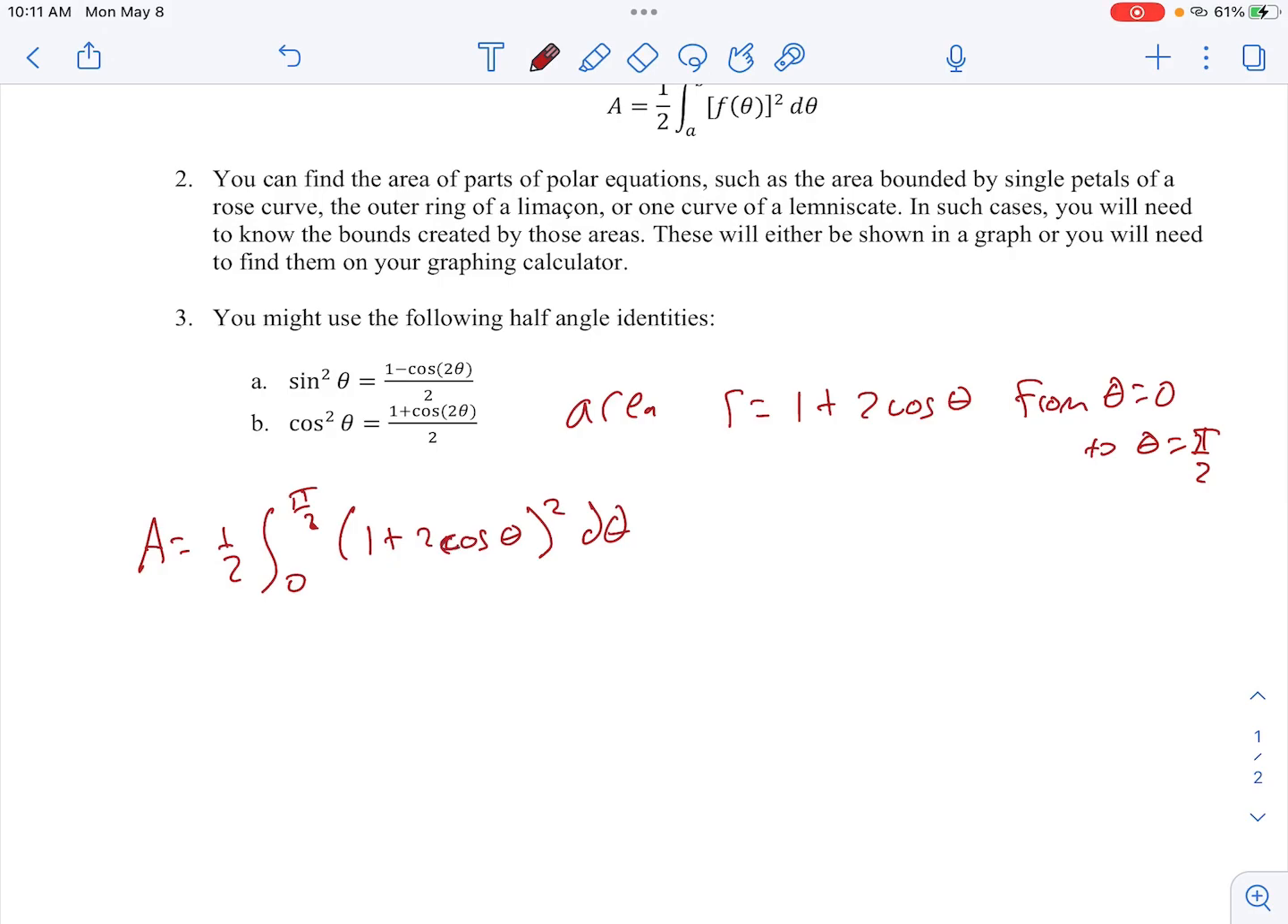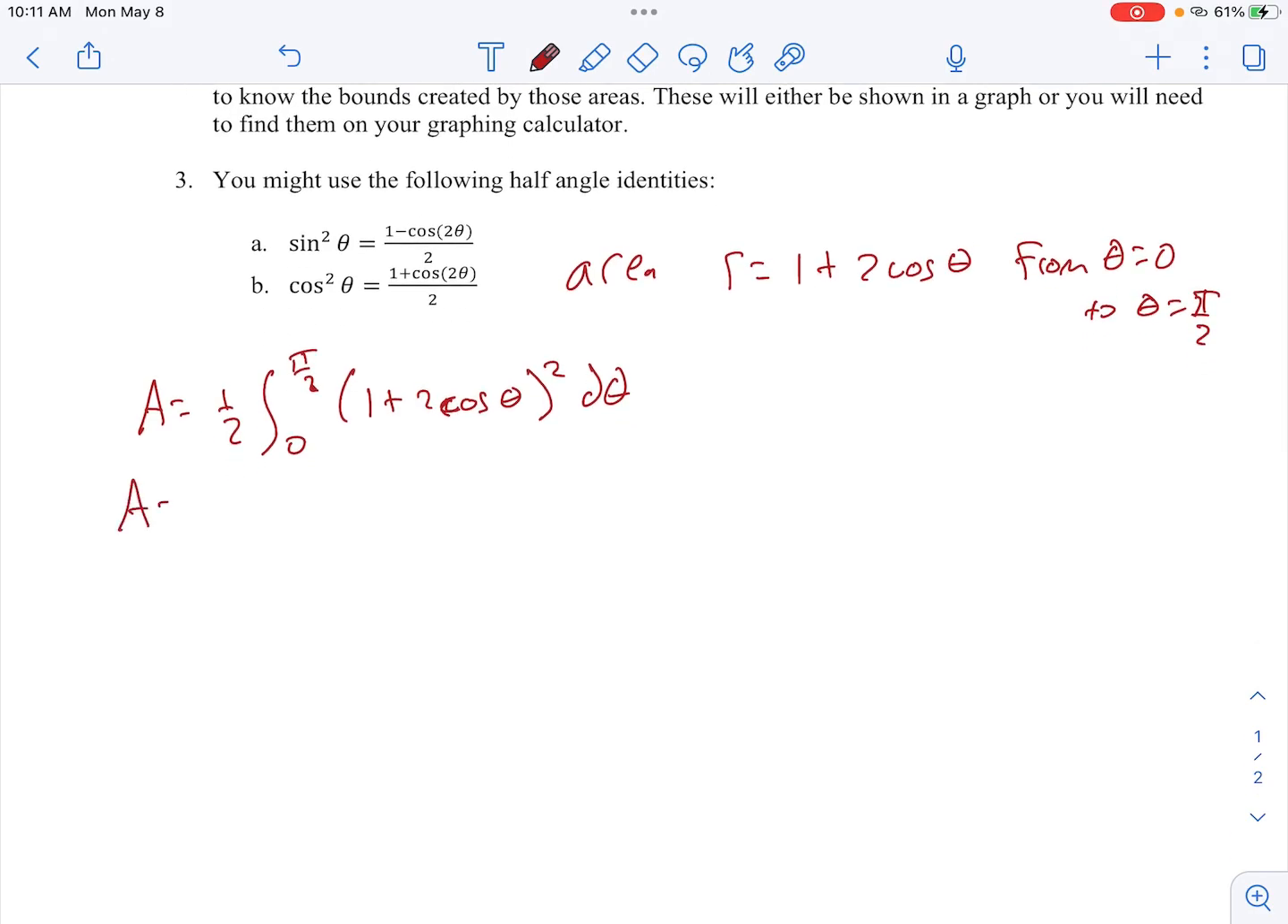Okay, so let's clean this inside up by multiplying 1 plus 2 cosine of theta by itself. If we're going to square it, we'll get 1 times 1 is 1. 2 cosine of theta times 1 plus another 2 cosine of theta times 1 is 4 cosine of theta. And then 2 cosine of theta times itself is 4 cosine squared of theta. All of that gets a d theta.